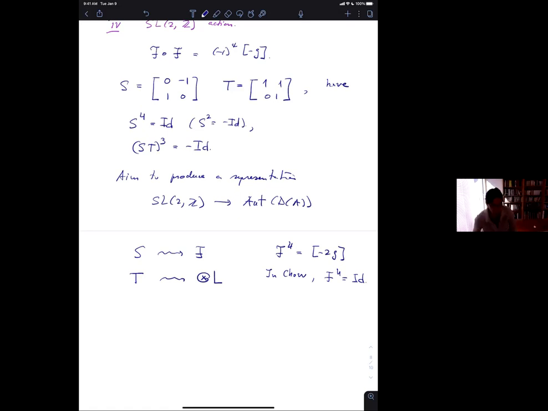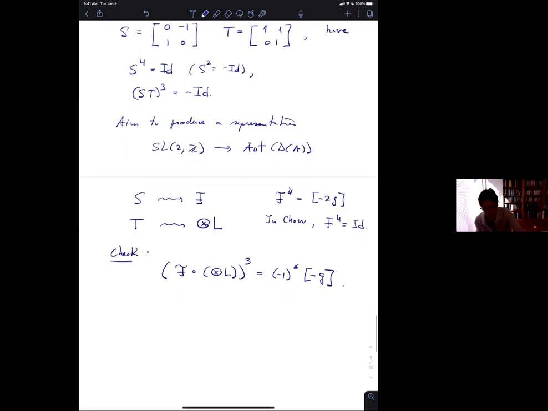But the one calculation I wanted to do is to actually check this relation. I want to check that if we compose F with the operation of tensoring by L and we cube this, this is all that there is to check, in fact. You get this. So what I propose is that we check this completely explicitly. And then we know we have this SL2Z action.